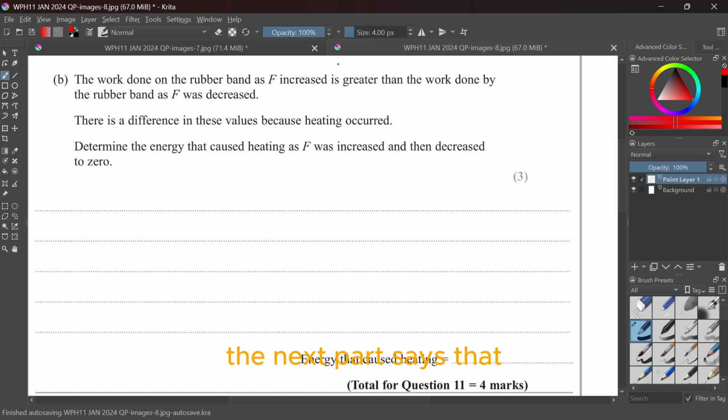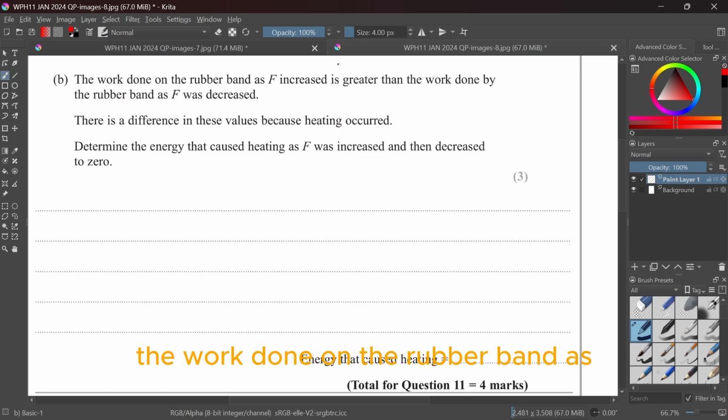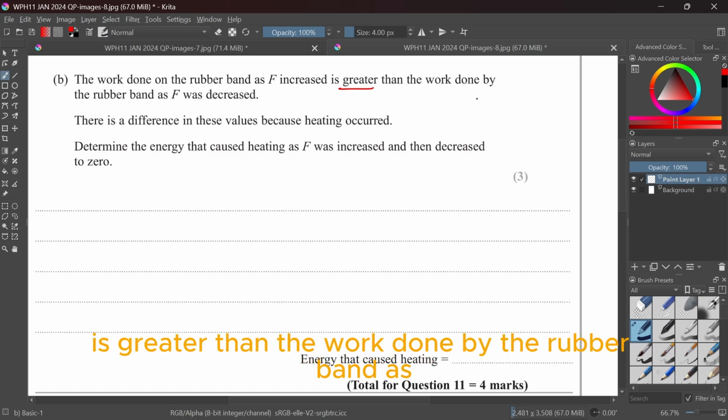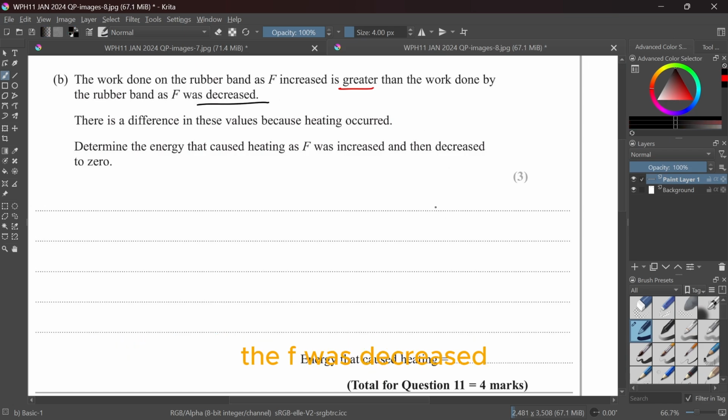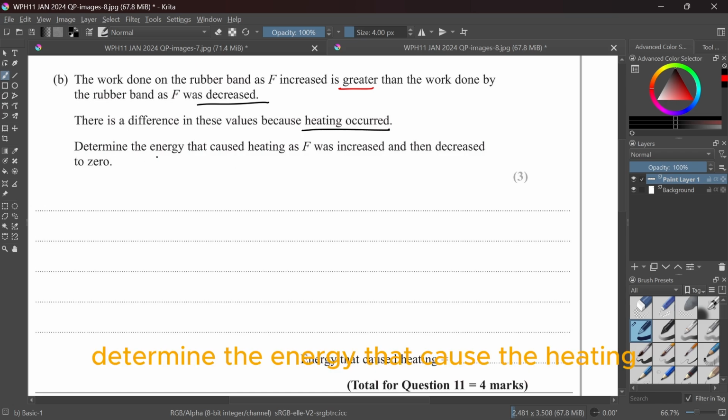Okay, so the next part says that the work done on the rubber band as F increased is greater than the work done by the rubber band as the F was decreased. There's a difference in these values because heating is occurring. Identify the energy that caused the heating as F was increased and then decreased.